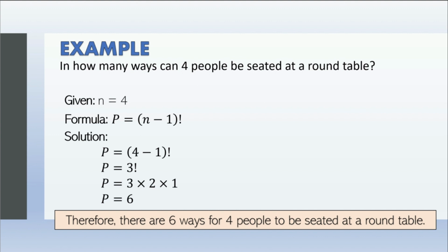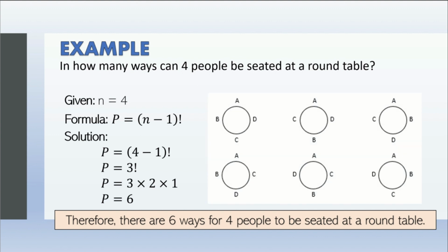So if we illustrate it, let's say those 4 people were represented as A, B, C, and D, and A will serve as the marking point or starting point. This will be the possible arrangement.